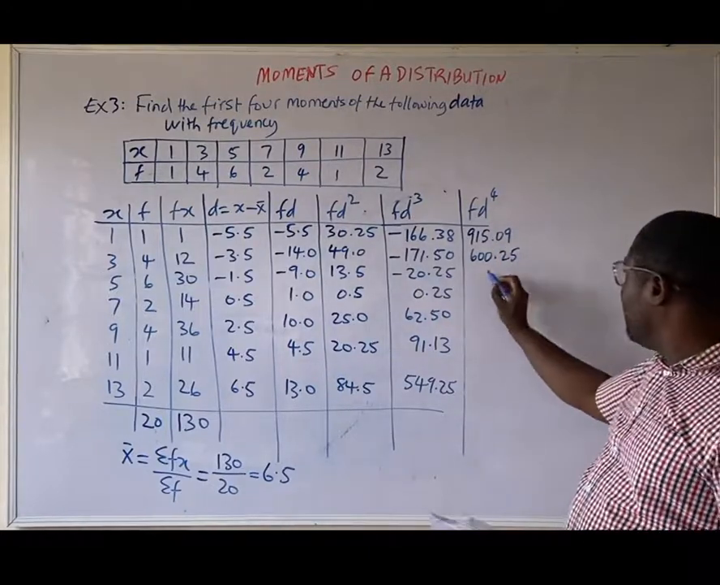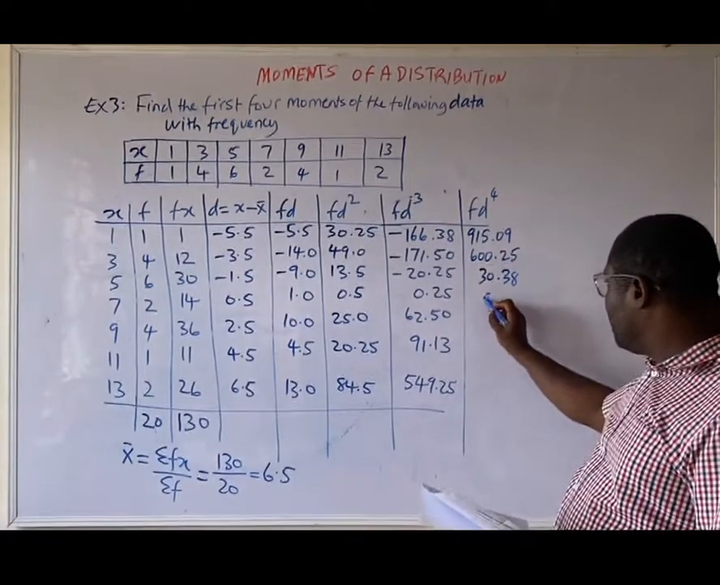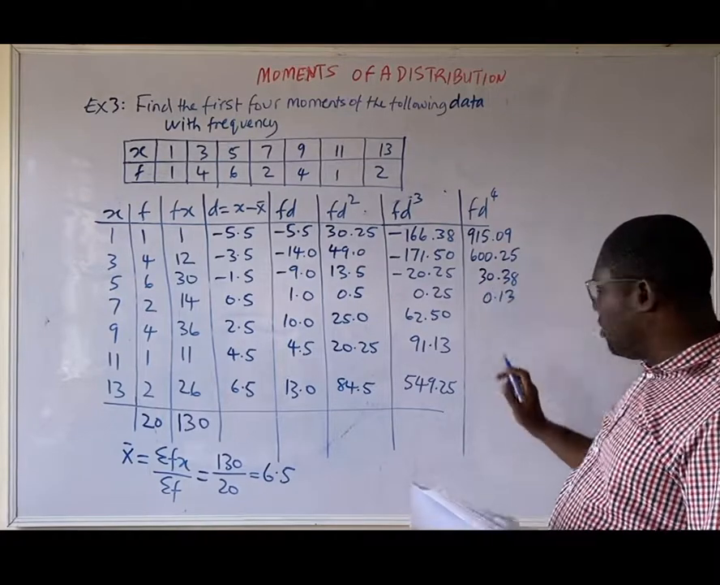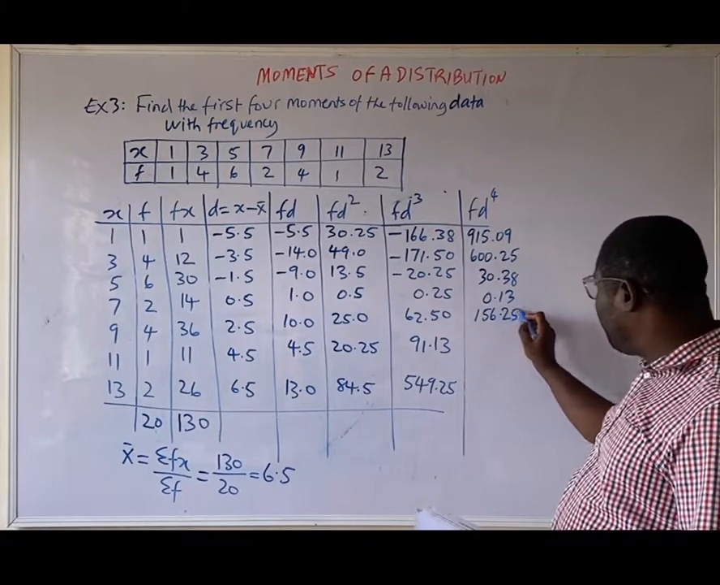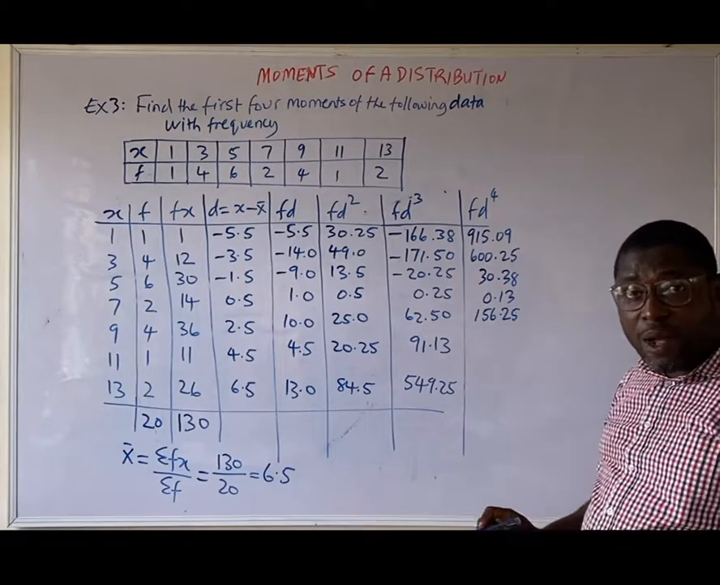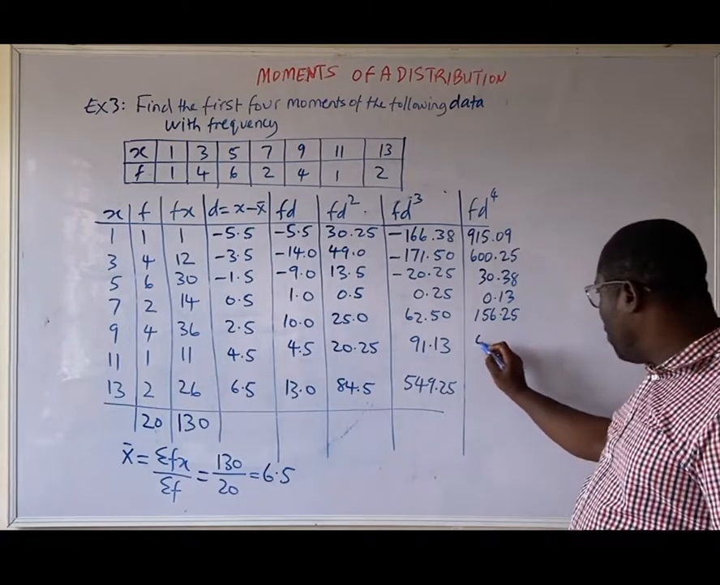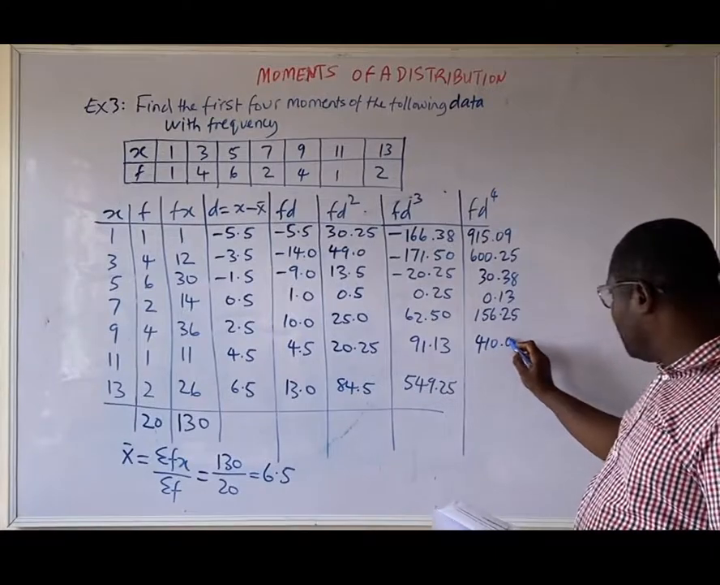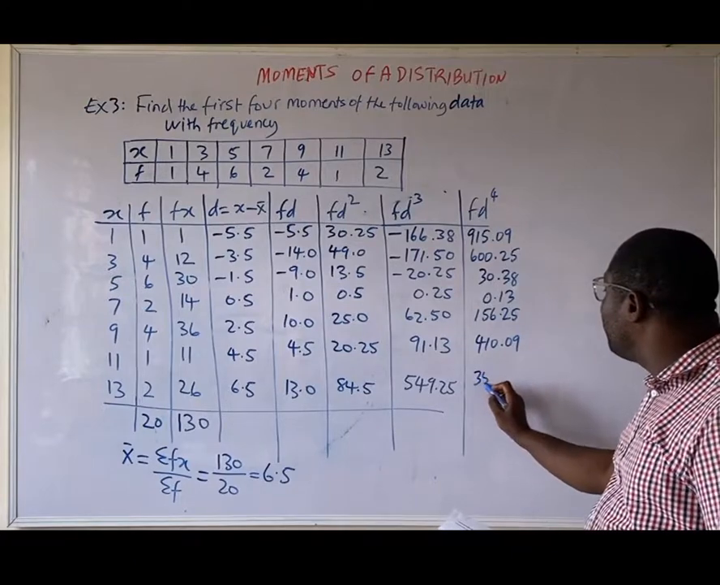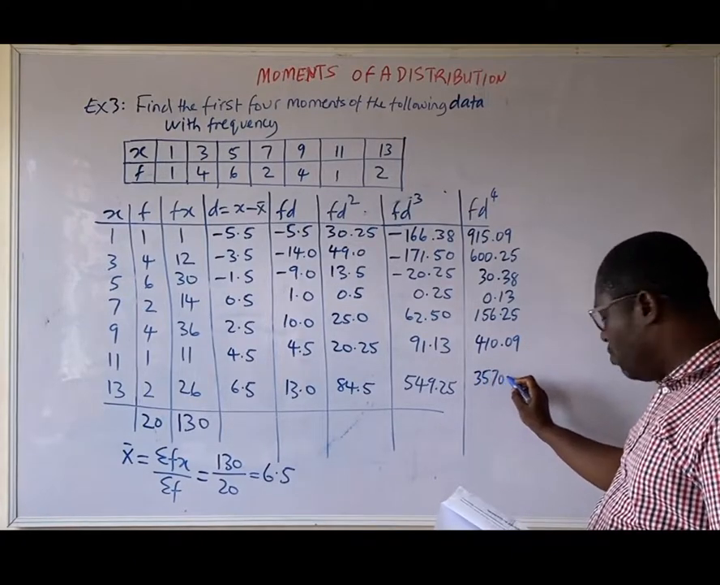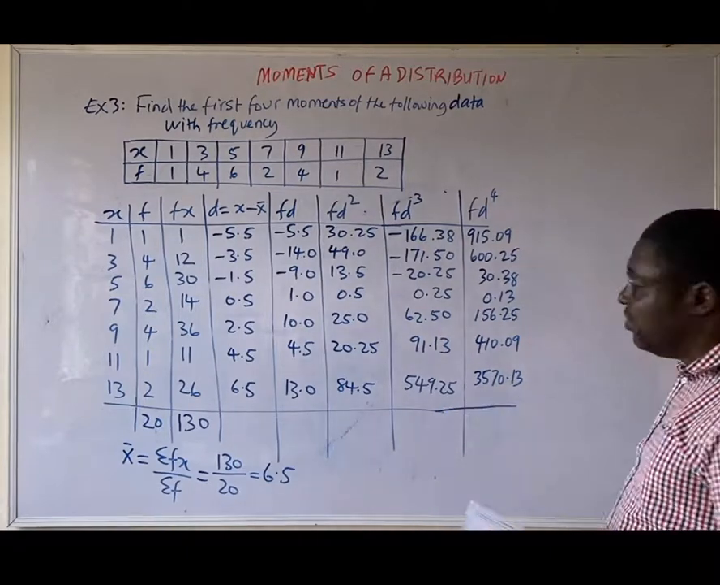The next one here is 30.38. The next one is 0.13. The next one is 156.25. Are you following me wherever you are? Thank you. The next one is 410.09. Then the last but not the least is 3570.13. So these are the values of the degrees of deviation.